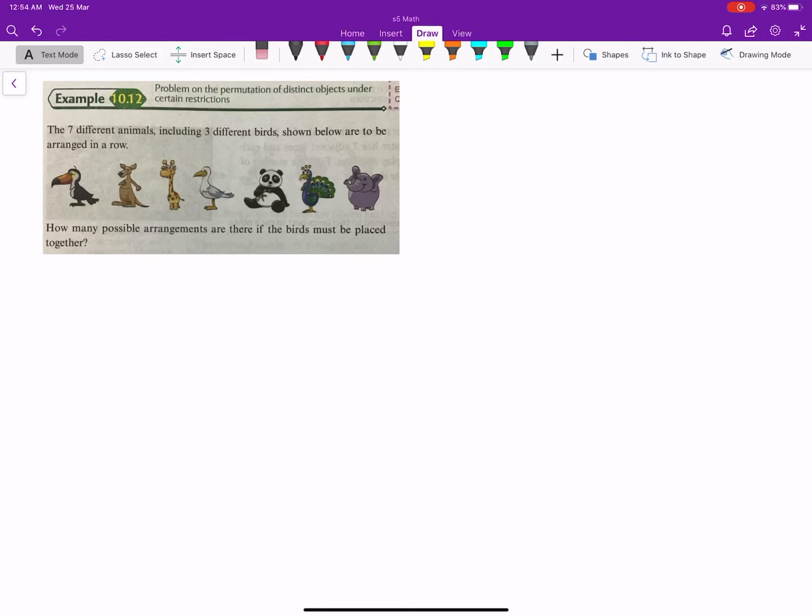Here we have 7 different animals, including 3 different birds. So we find the birds. Here are the 3 birds, and the others are not birds. So now the question is how many possible arrangements there are if the birds must be placed together. No matter which is the first one, the birds need to be placed together.